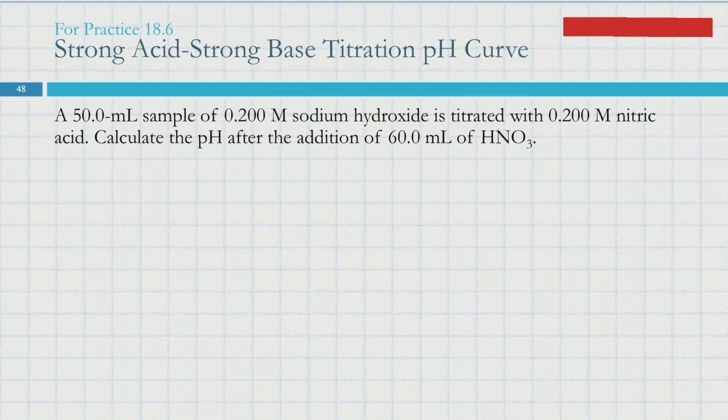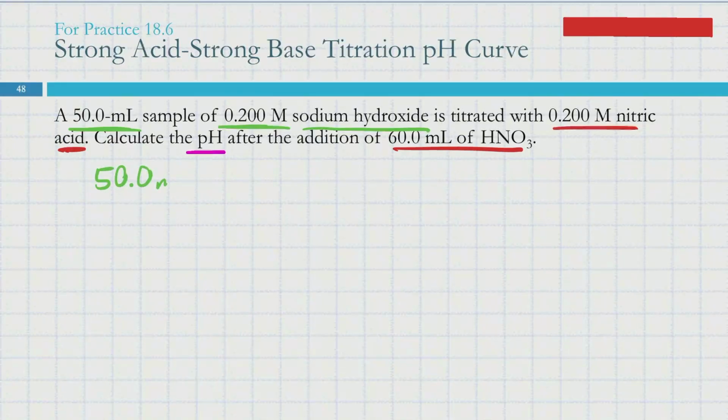All right, coming back after a brief pause. We've got a sample of a concentration of sodium hydroxide. We also have an amount of nitric acid and a concentration for the nitric acid, and we're trying to calculate our pH. So we want to know how much acid we've added, how much base we've added, and then we'll see how much we have left after we do the reaction.